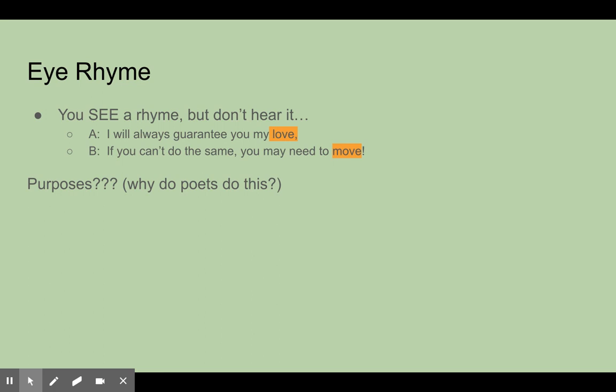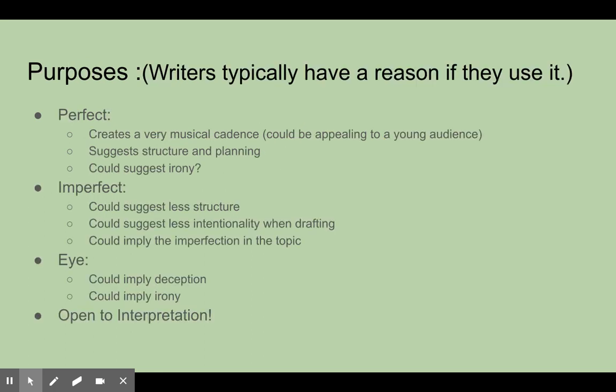The last thing, or the last rhyme, is actually my favorite. It's an I rhyme because you see a rhyme when you read the words, but you don't actually hear it. And that's one of the little tricks that one of my seniors used to use. I see a rhyme, I don't hear a rhyme, therefore it must be an I rhyme. So again, on paper, it looks like it should rhyme, but does not.